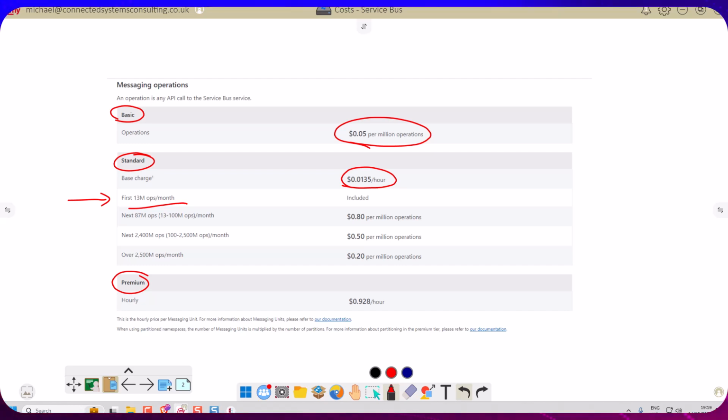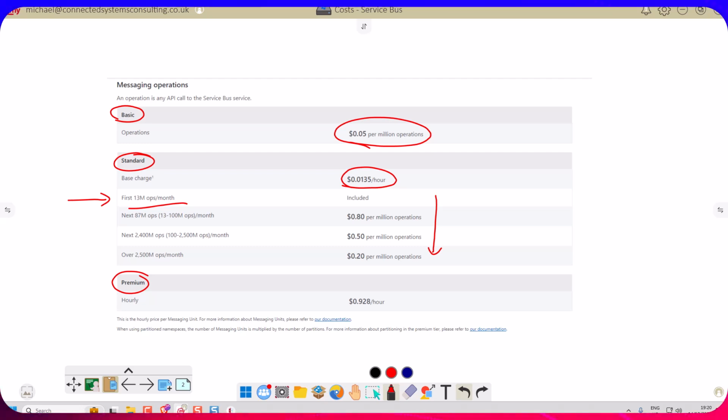But then if you go beyond that 13 million, you've got a band of number of operations that you would be charged appropriately. So as an example, the next 87 million operations, you pay 80 cents per million. So it's again pretty cheap, but that obviously scales as you use it more.